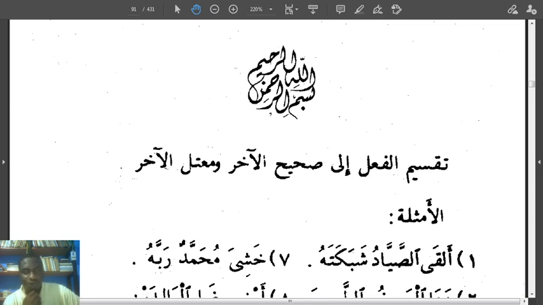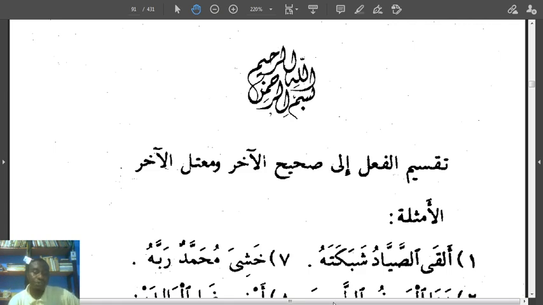I welcome you all once again to book 2 in An-Nahw al-Wadih. Gradually, we are making positive progress. We are done with book 1 of An-Nahw al-Wadih. Inshallah, we start in book 2 from this lesson.